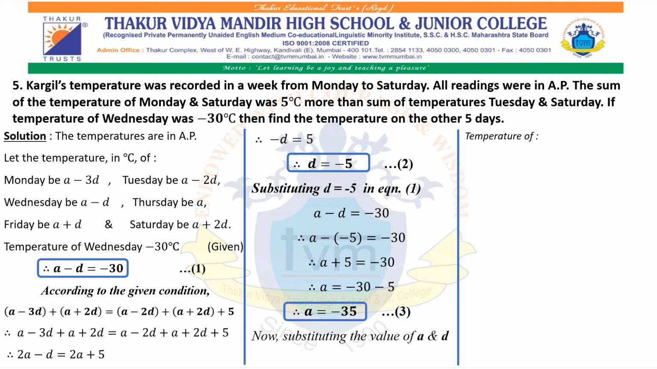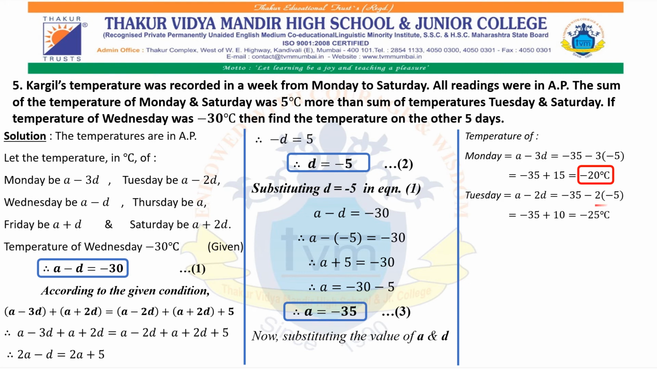Let us first find out the temperature of Monday. What we had taken as A minus 3D, after substituting our values, we will get minus 20 degrees Celsius. For Tuesday, we had taken A minus 2D. After substituting, we will get minus 25 degrees Celsius. For Wednesday, we had taken A minus D. After substituting our values, we will get minus 30 degrees Celsius, which was also given in the sum.